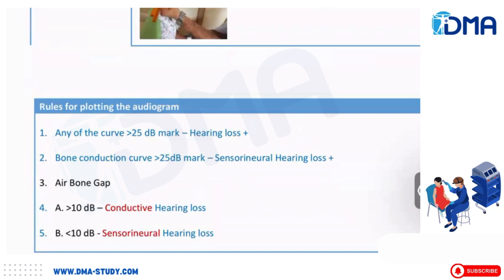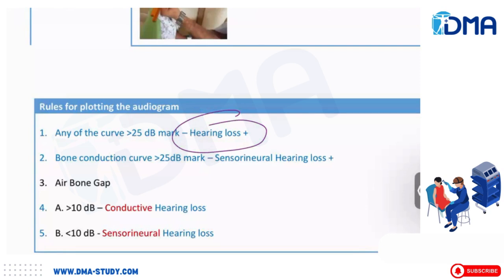The first one is you should find whether there is any curve which is more than the 25 decibel mark. If any curve is more than the 25 decibel mark, it confirms hearing loss. Whether it is SNHL or CHL, we are not confirming at this junction. Any curve more than the 25 decibel mark is hearing loss.